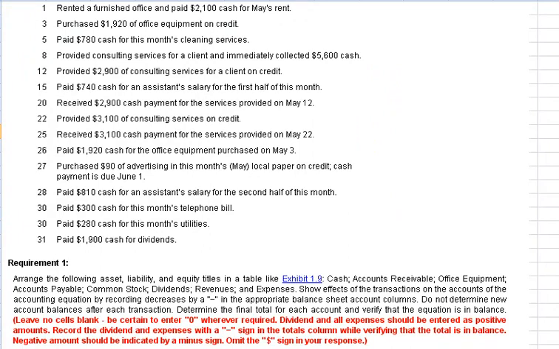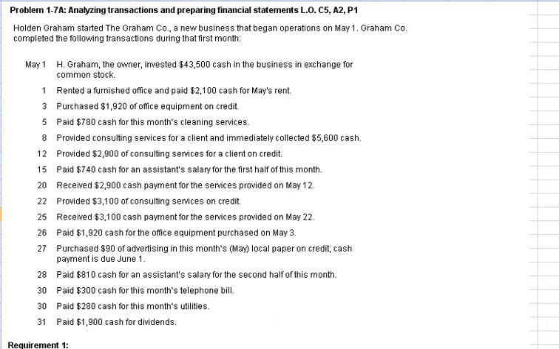look at the requirements. All right, what we need to do is arrange the following assets, liabilities, and equity in a table with the following columns: cash, accounts receivable, office equipment. You see I'm just reading right here, okay? Dividends, revenues, and whatnot. And then we'll show the effects of those transactions on the accounts using a minus and then showing the dollar amount as well. Okay, so what I'll do is I'll work this on the next screen as we look at the transactions. So let's slide back up.